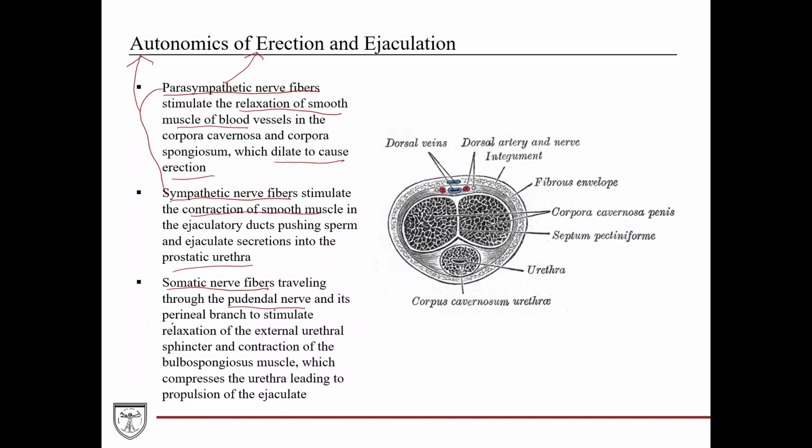Particularly its perineal branch stimulates relaxation of the external urethral sphincter, and then also stimulates contraction of the bulbospongiosus muscle. Again, this is relevant if you're taking an anatomy course. Otherwise, for histology, this is just extra information. And that compresses the urethra, leading to propulsion of the ejaculate.